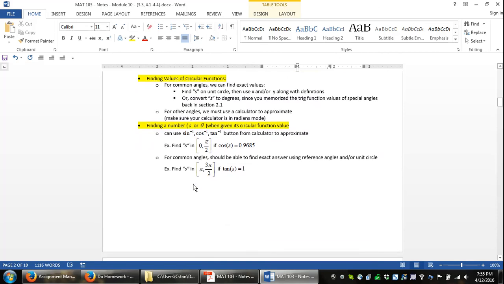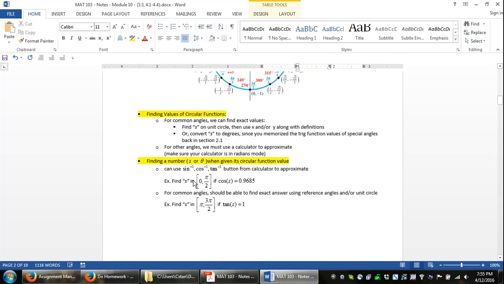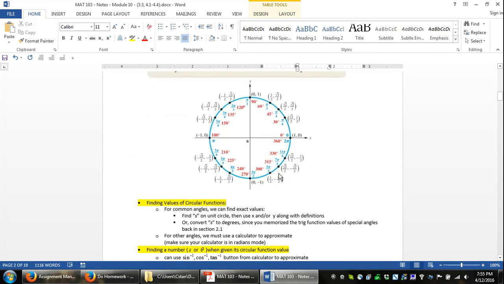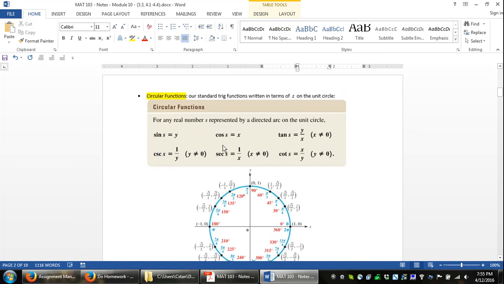So, I mean, there's not a whole lot to really say other than that. If you can draw this out, the important thing to realize is that the x and y coordinates are these x's and y's in your definitions. So if you want to find secant, you're going to have to take whatever x value you're given and flip it upside down. Take the reciprocal of that. So I guess I'll do one of those real fast.